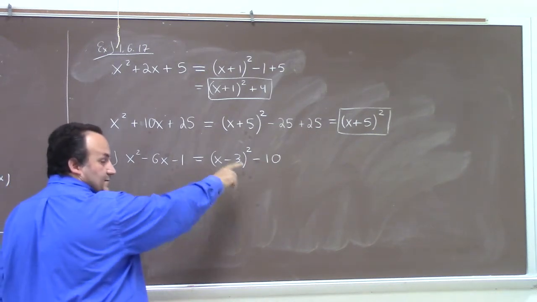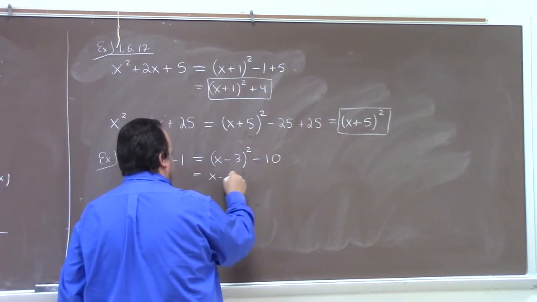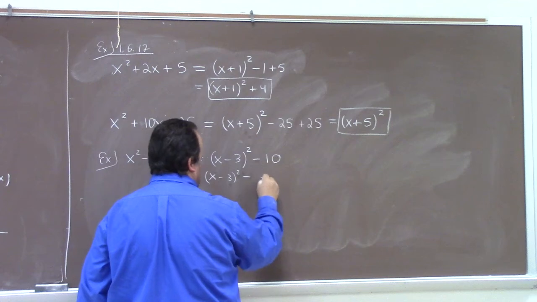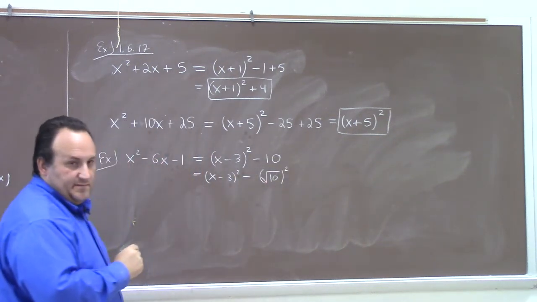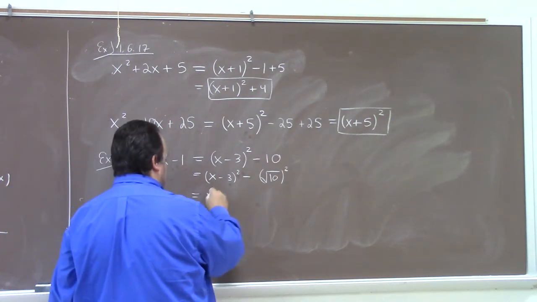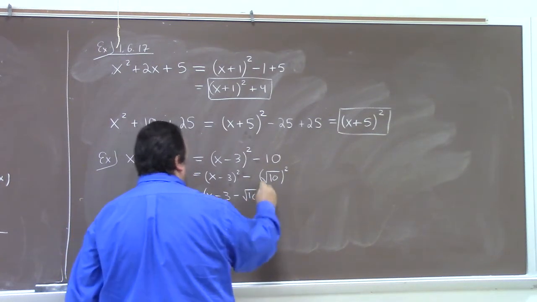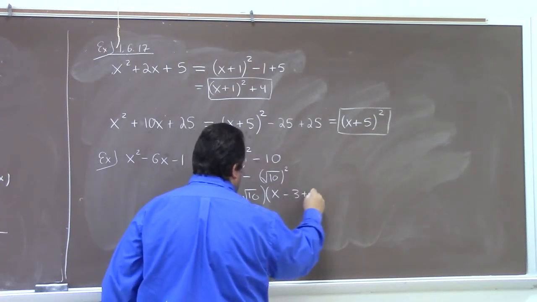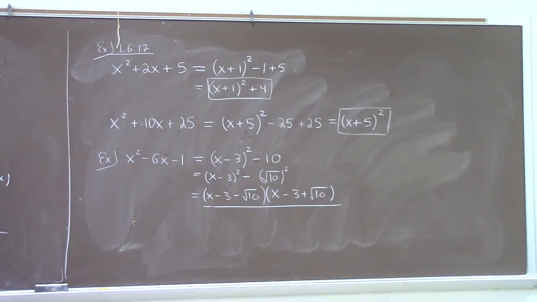I complete the square. Use your imagination. So 10 is actually the square root of 10 squared, right? Now I have a difference of squares, so I can fall back on difference of squares algebra. x minus 3 minus the square root of 10, x minus 3 plus the square root of 10. There you go. Factored over the reals. I don't think we would have guessed and checked 3 plus or minus root 10 as the factors, right?